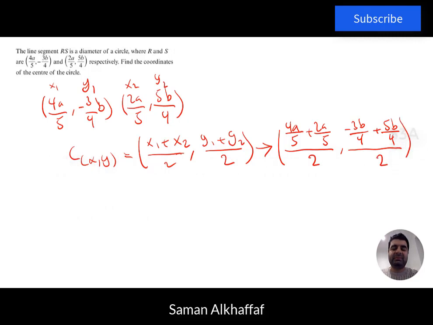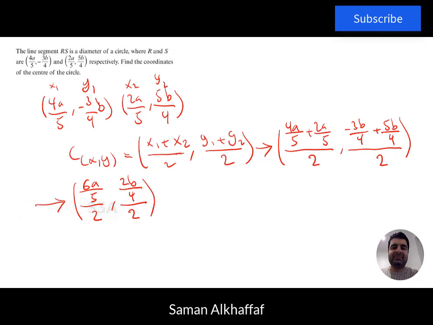Now to simplify this further, for the x coordinate, because they have the common denominator, we add the numerators, so that will give us 6a over 5 over 2. Likewise for the y coordinate, they have a common denominator, so we just add minus 3 and plus 5, which gives us 2b over 4 over 2.